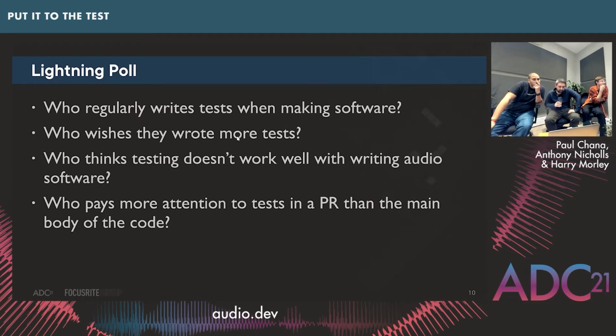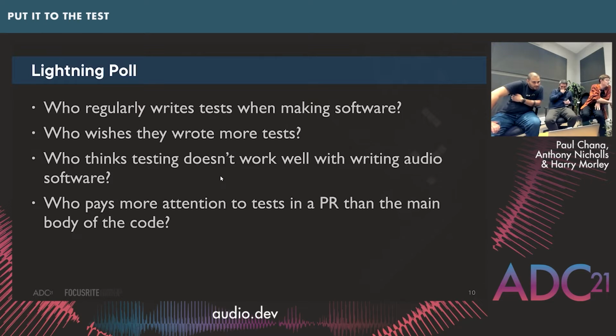Interesting. So almost 50-50 regularly write tests when making software. I feel like that's what I'd expect, actually. And then everyone wishes they wrote more tests. I think we agree. Who thinks testing doesn't work well with writing audio software? Okay, so unless people misunderstood our wording, it sounds like people think that it's generally possible and a good thing to do. That's good. If not, then hopefully we'll try and convince you today in various areas.